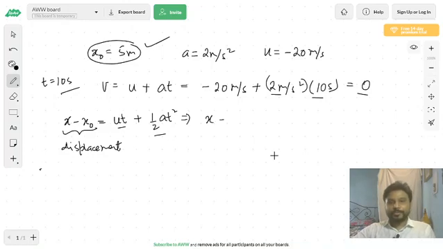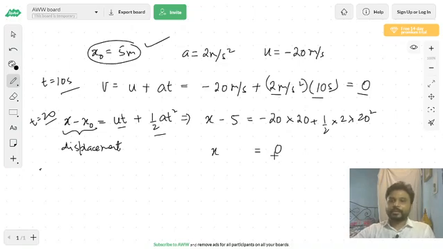So the final position minus the initial position 5 is equal to initial velocity minus 20 into time, and the time for the second part is 20 seconds, plus half acceleration, which is 2, into 20 squared. So this would come out to be 0 after calculation. So x minus 5 would be 0. As you can see, 2 and 2 cancel. This is 20 squared, this is also 20 squared, so everything cancels out. So x is equal to 5 meters. That means the particle's position has not changed at all after 20 seconds.